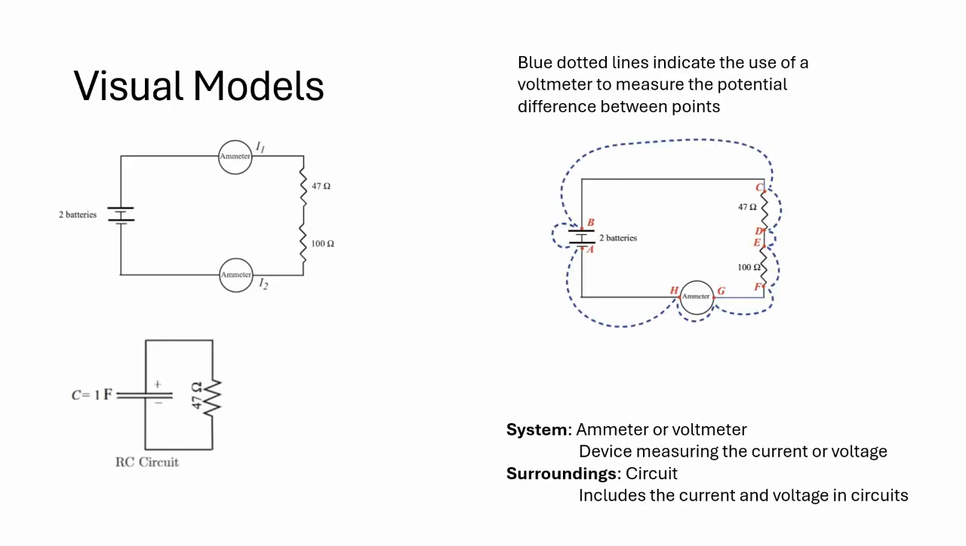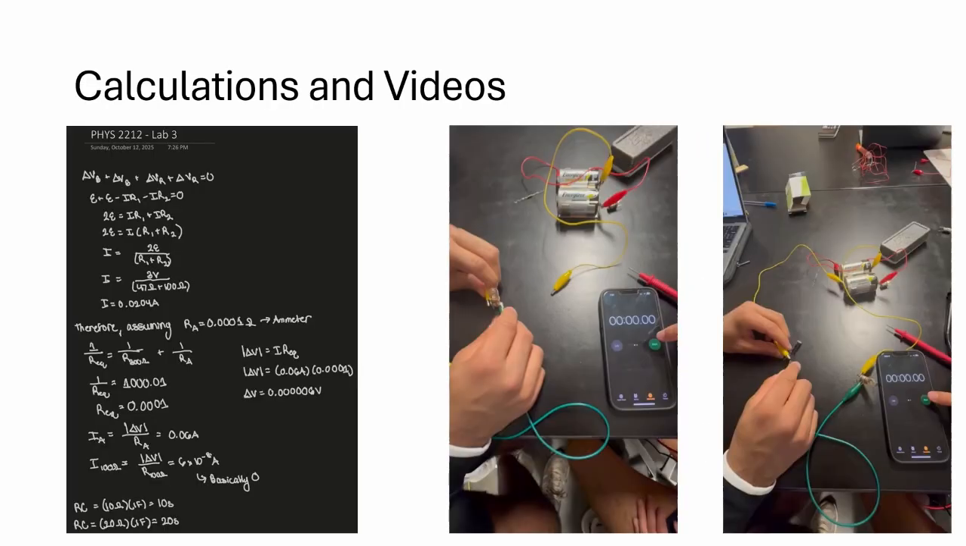We have some visual models, in which the blue dotted lines indicate the use of a voltmeter to measure the potential between points. The system is the ammeter or voltmeter, the device measuring the current or voltage, and the surroundings are the rest of the circuit, including the current and the voltage in circuits. This is all the calculations and videos.